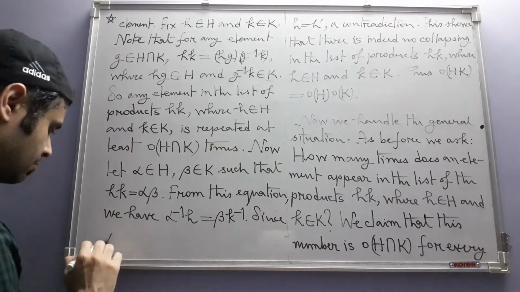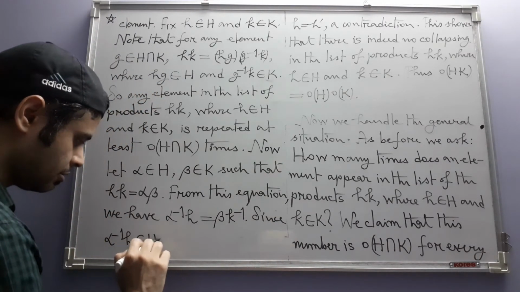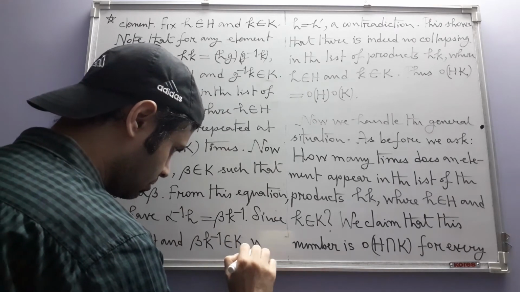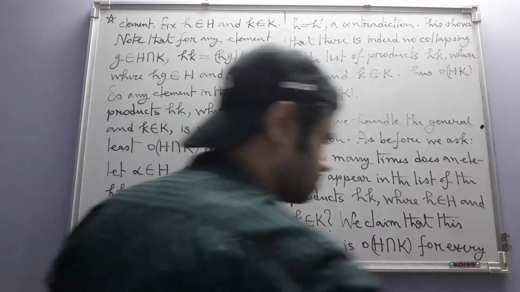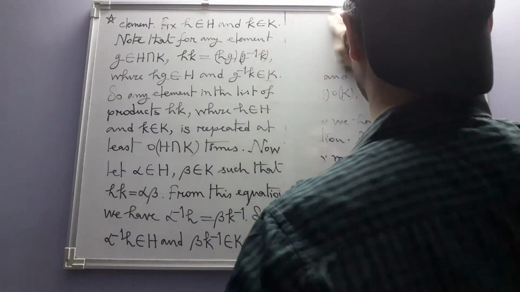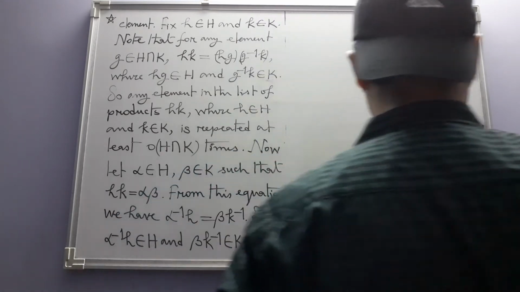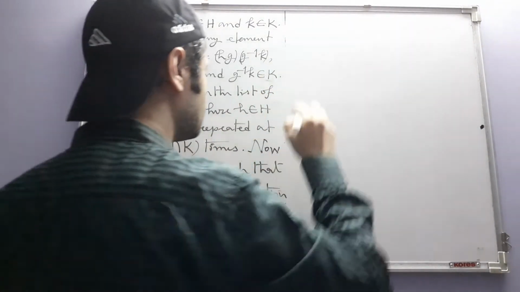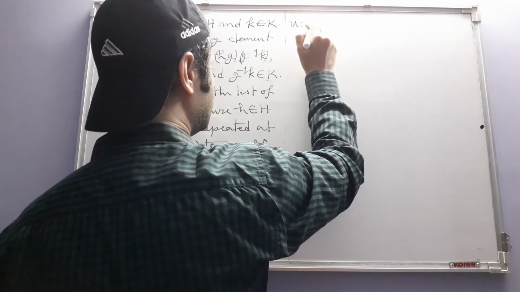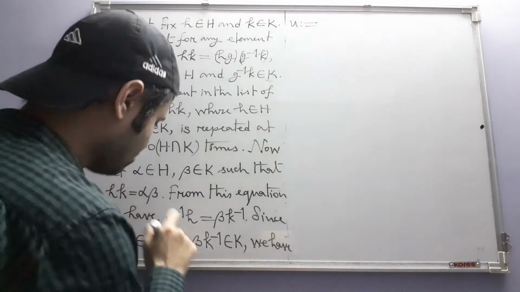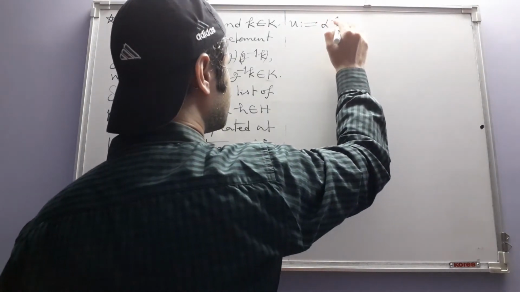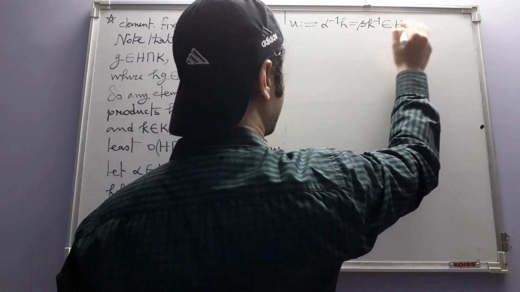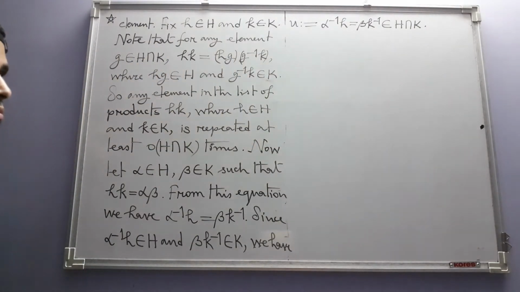Since alpha inverse H belongs to H and beta K inverse belongs to K, so we have this common element which we may call U, which is alpha inverse H and beta K inverse simultaneously in H as well as K.